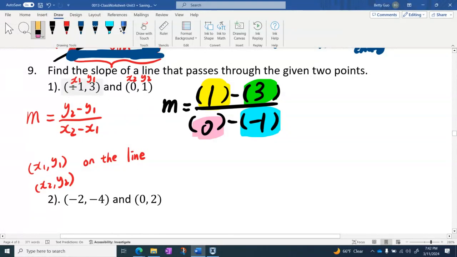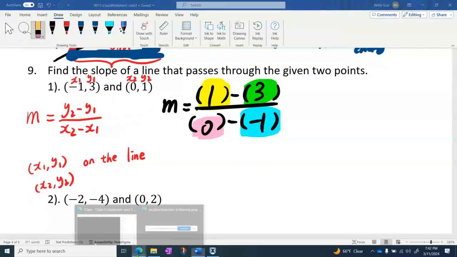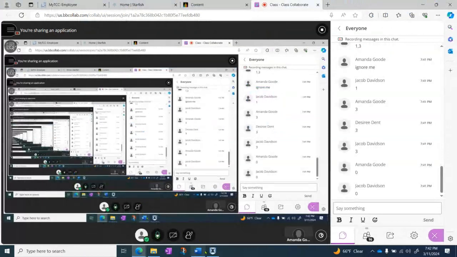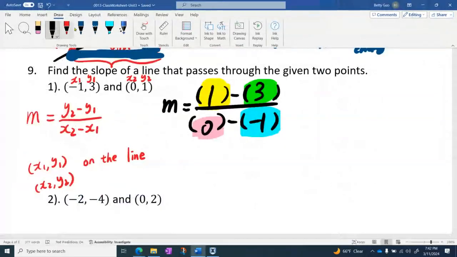You would have to label the points first, x1, y1, x2, y2, right? And then you calculate in the next step. The reason I need you to use the parentheses is because if you have negative values, you have less chance of messing it up. Sign error is a very common mistake. Numerator, 1 minus 3. You can use your calculator, right? 1 minus 3. Denominator, 0 minus -1. Minus -1 is the same as plus 1, right? So it's -2. Do you agree?